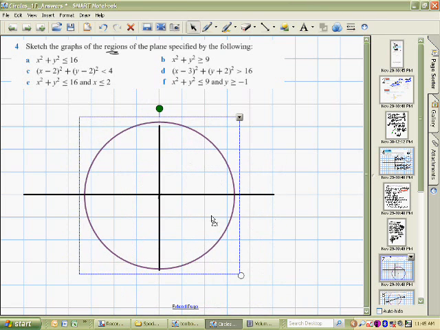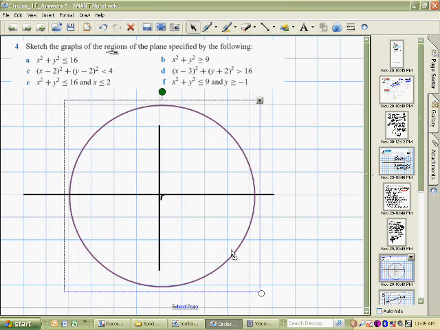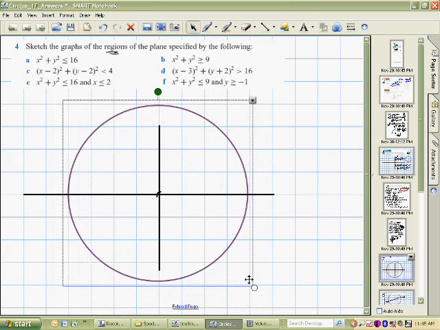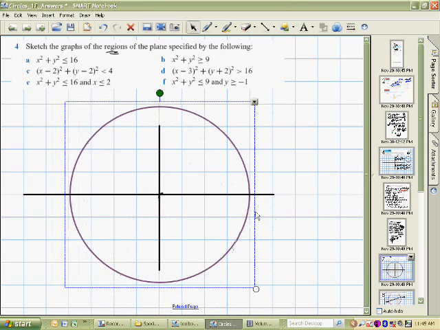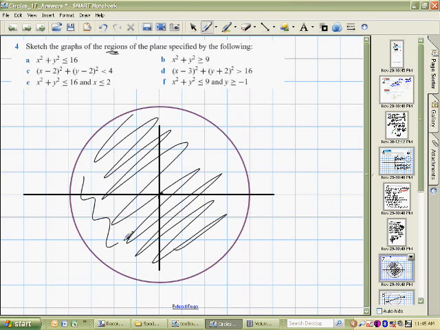So if I put it in here, still not big enough. Okay, almost there. That's about near enough. Okay, so there's 1, 2, 3, 4. So that's your radius. Now it says to sketch this region. Now this is less than or equal to. So the region we'd be dealing with is the region inside the circle, not outside. So that's what we'd have to shade, that area inside.